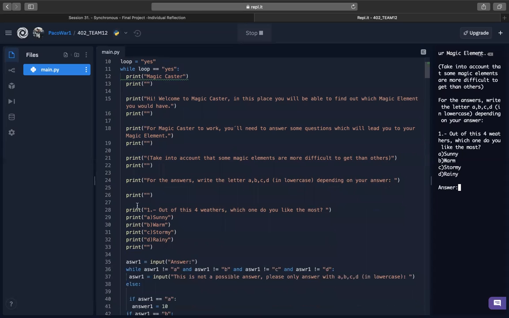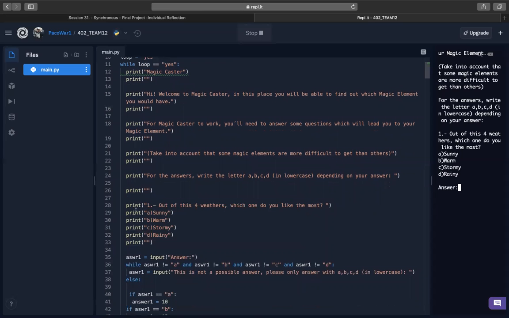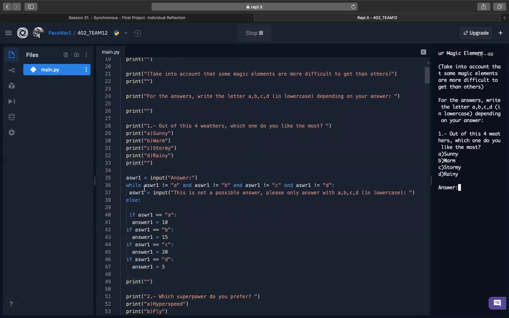So at first, it is all prints, and also both the questions and the possible answers. And then there is an input for granting the answer. So this while loop is used for when the person answering does not write a character that is in this range of possible answers. So in case he writes a number or a different character or a different letter, it will show a message saying that it is not a possible answer and to use the four letters that are allowed. And also it will ask again, so it will be an input.